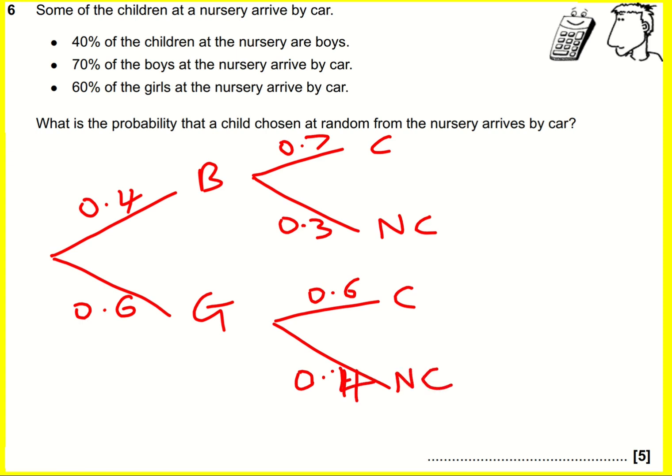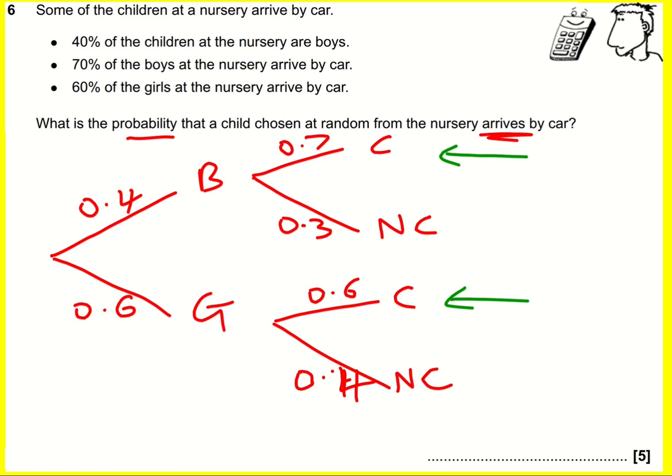And we want to know the probability that a child chosen at random from the nursery arrives by car. So it's either a boy and arrives by car, or we pick a girl who arrives by car. And for this, we multiply along the tree diagram. I hope it makes sense. When you look at the percentages, it makes a bit more sense. If I take 40%, and then I take 70% of those, then I need to multiply those two things together.